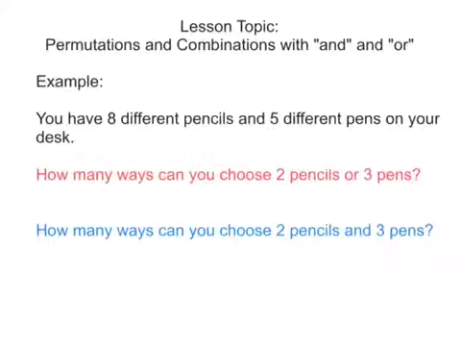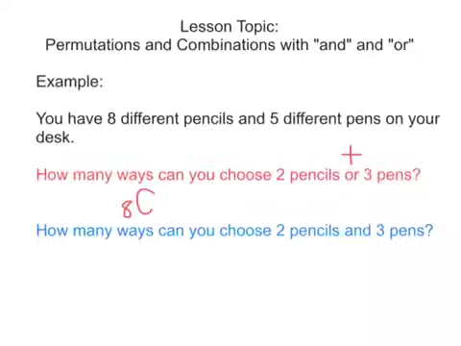So how do we compute these? The first example with "or": how many ways can you choose 2 pencils or 3 pens? That means we need to find out how many ways we can choose 2 pencils to bring to school, and then how many ways there are to choose 3 pens. Since you're going to do one or the other, we'll need to add their totals, because that will be how many different options there are for what you could bring. If you have 8 pencils, let's decide if this is a P or a C situation. Is this a permutation? Does order matter? If you're grabbing 2 pencils and bringing them with you, is order important? No, it is not. So this is a combination.